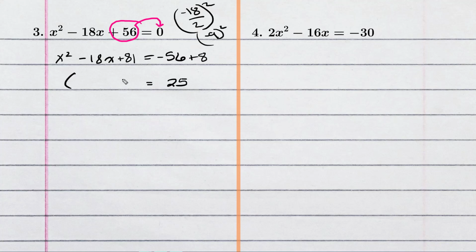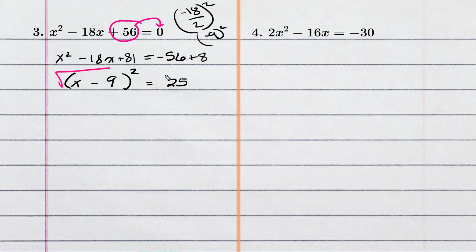And at the same time, I'm going to go ahead and factor the left, because I've already set it up in the perfect square format. So x, half of 18 we said was negative 9, so minus 9.